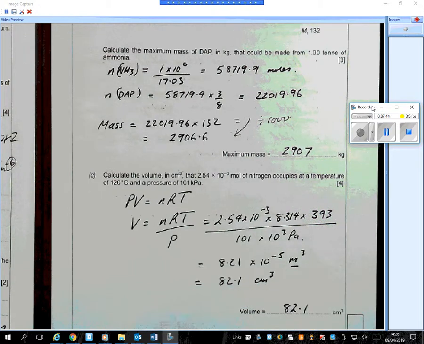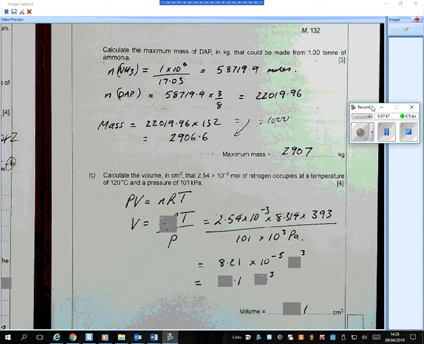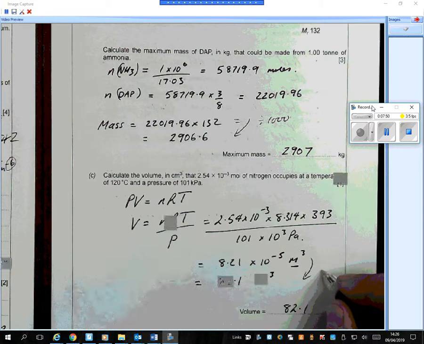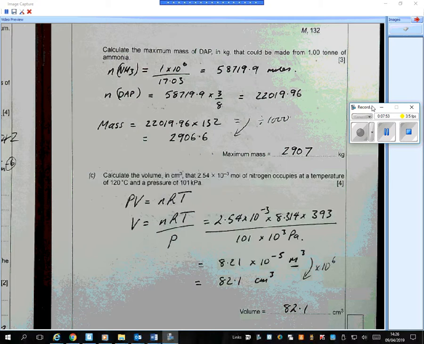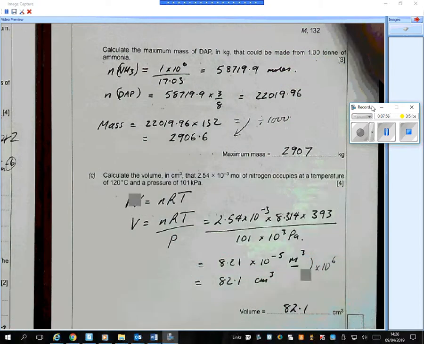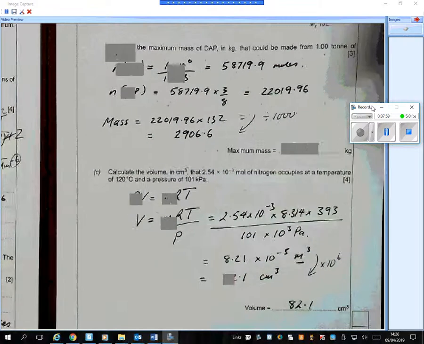All right, and then what you're going to need to do is you're going to need to multiply by 1,000,000 to go from there to there. So that's times 10 to the 6, and then your answer will come out in cubic centimeters. Again, tricky with the units.